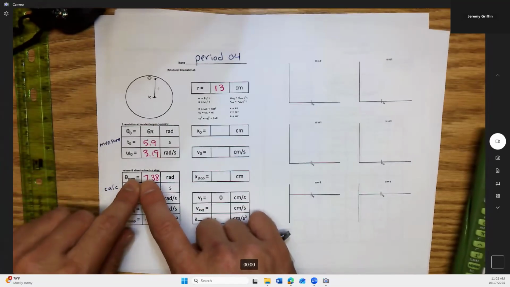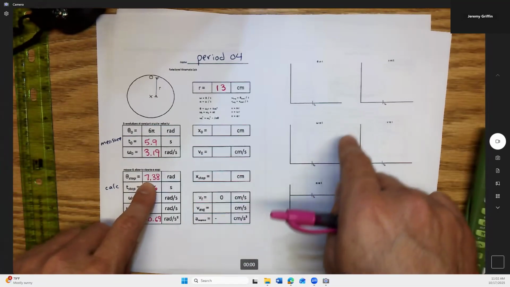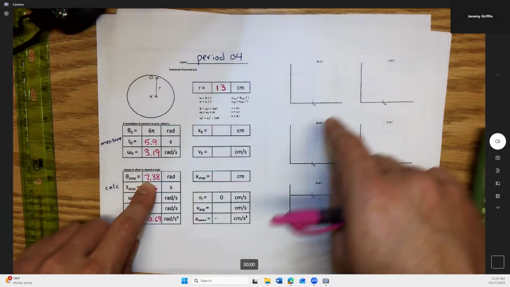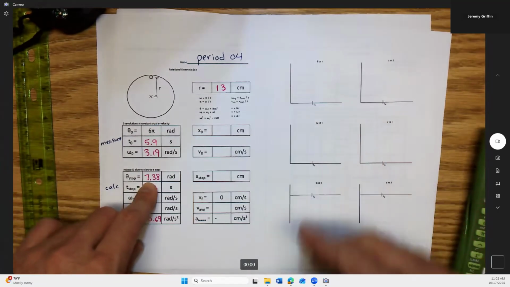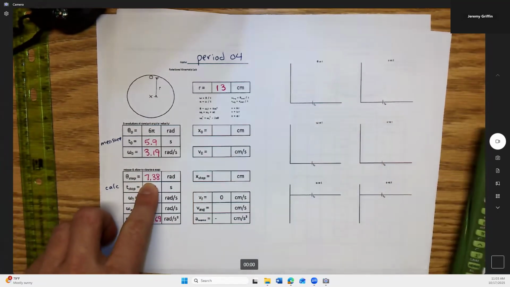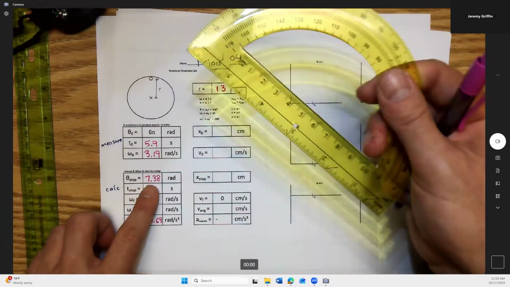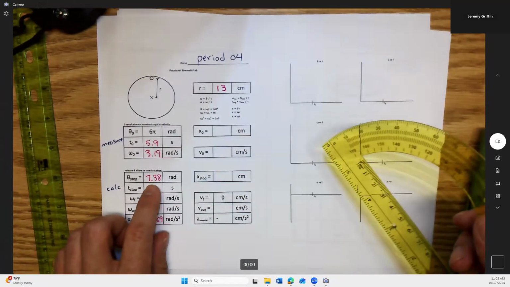And then this particular one, it looks like it went more than a full revolution around because I know 6.28 radians would represent one revolution. This is more than that. Yeah, yours may not have done that. That's okay. But somebody got to use the protractor to figure out how far. We converted degrees to radians.